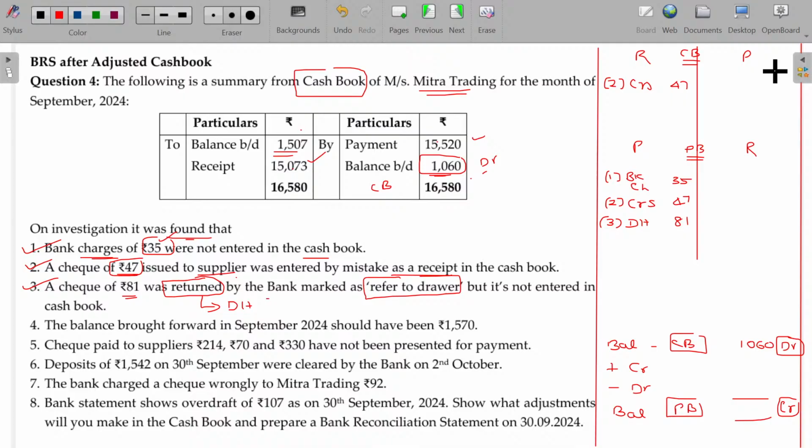Parallelly, it should be posted here, but what happens? Not entered in the cash book. Shown only in the passbook, not entered in the cash book. Entered in one of the books and missed to be posted in the other book will be a reason for the disagreement. That's all. The balance brought forward in September 2024 should have been 1570.